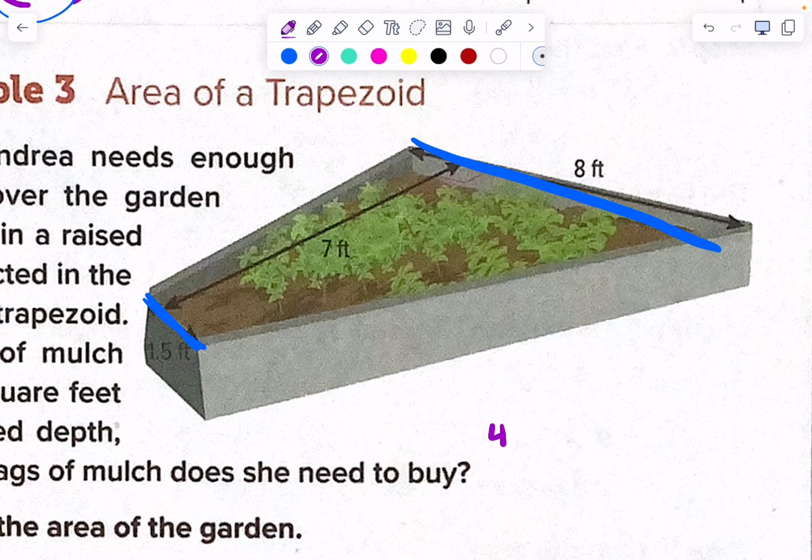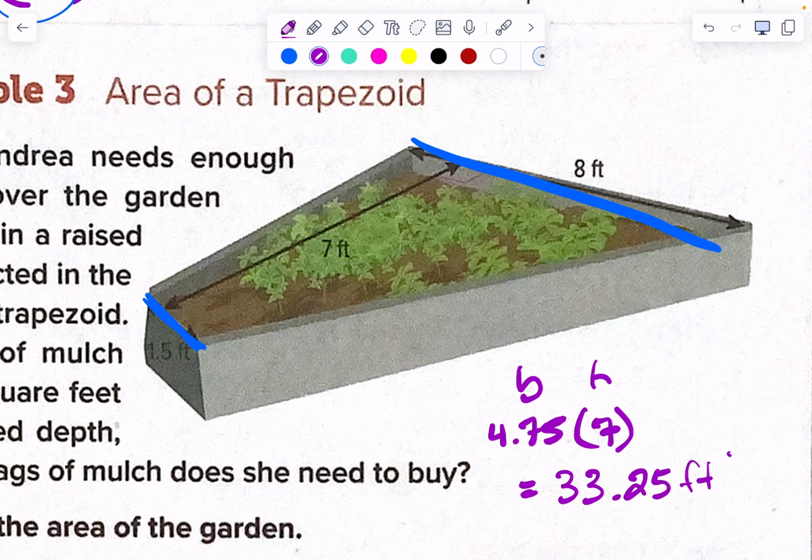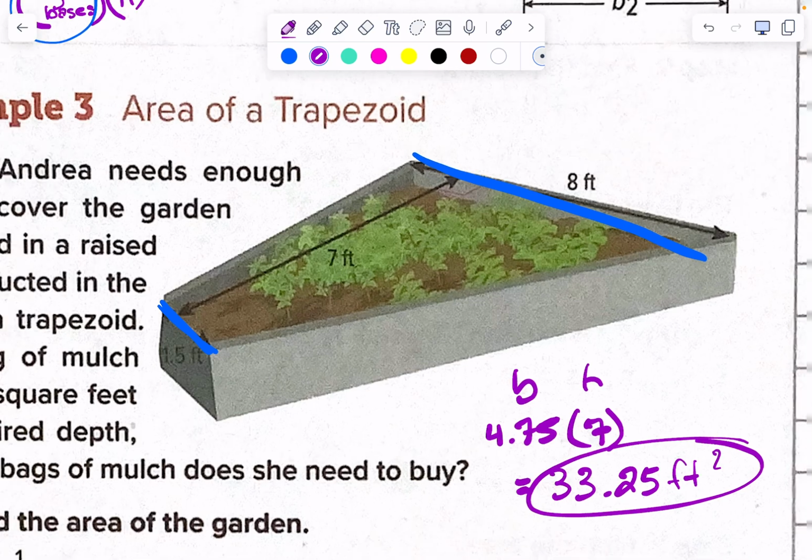Do we understand how that works? Here's the base. What's the height? 7, right? Like this is laying down on its side. So 4.75 times 7 is something. 33.25. 33.25 feet squared. Make sure you're squaring everything. Questions about that? We have two different bases, so what base do we use? We use the average, right? Okay, that's a trapezoid.